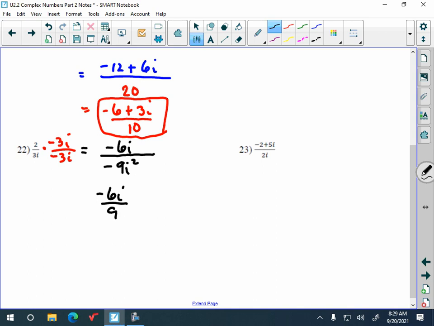Now, negative 6i over 9, this is just a simple fraction. So I can simplify this fraction down. I divide top and bottom by 3. So negative 2i over 3 is the answer. All right, and let's do this last one, 23.